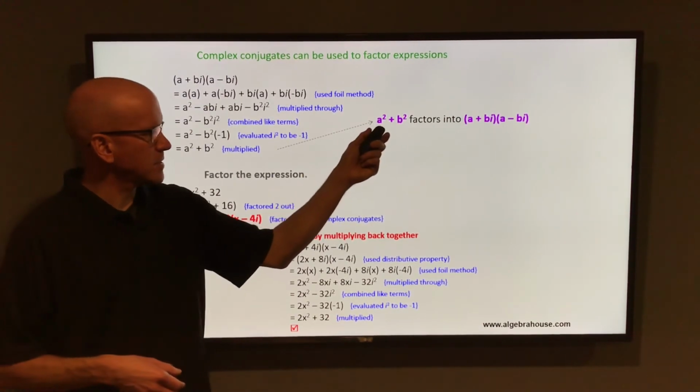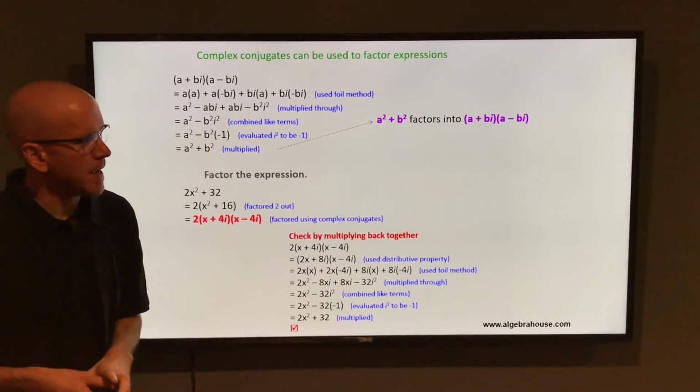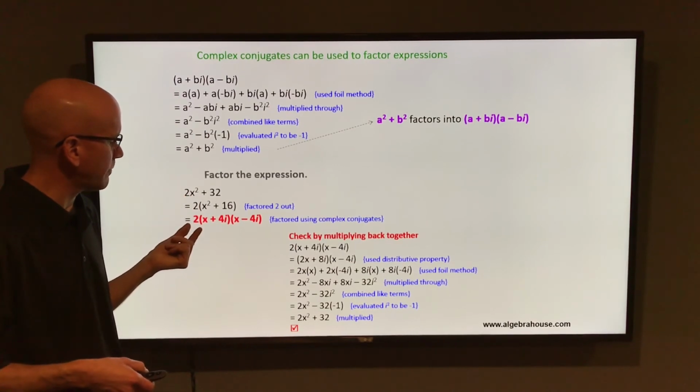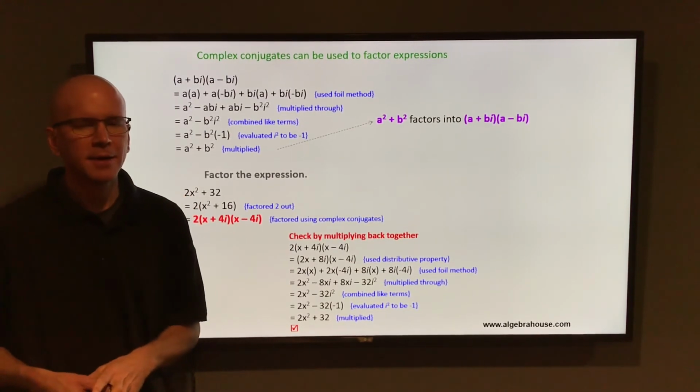In the form of a squared plus b squared, a sum of two squares will factor into a plus bi times a minus bi. So this, factor 2 out first, and then the x squared plus 16 factors into x plus 4i times x minus 4i.